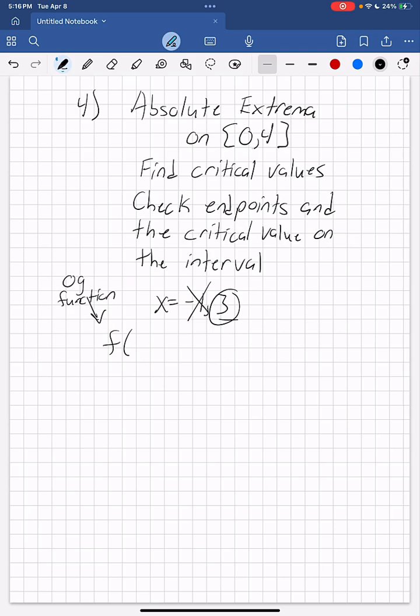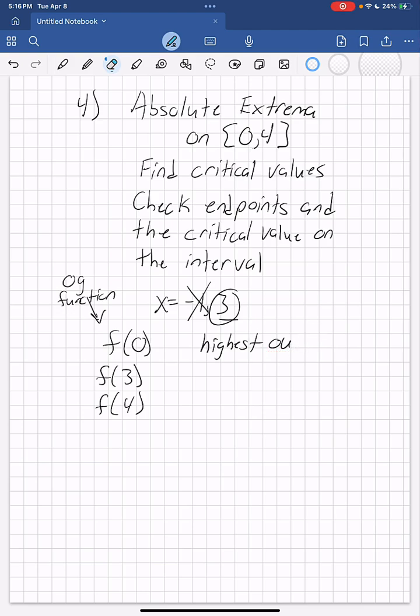All right, so I'm going to plug in 0. I'm going to check 3. And I'm going to check my endpoint 4. Because my critical value 3 is on the interval, so I'm checking in the original function. The highest value, the highest output, is the absolute max.